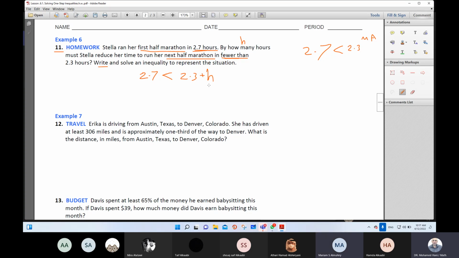H greater than 8. What is your name? Thank you, Mariam. Sorry, not 8, 0.4. Repeat, please. Yes, h greater than 0.4. What's your name? I gave you a wrong number.